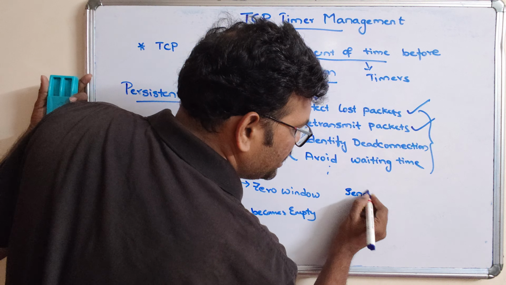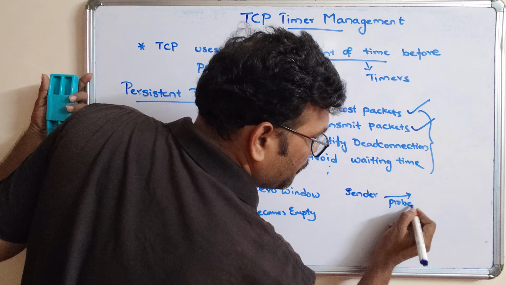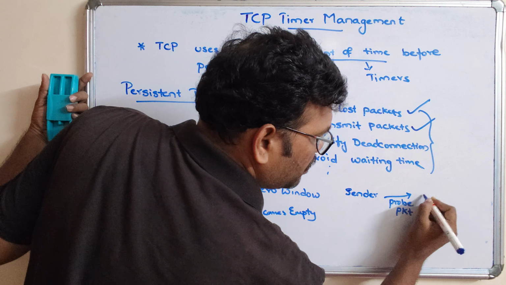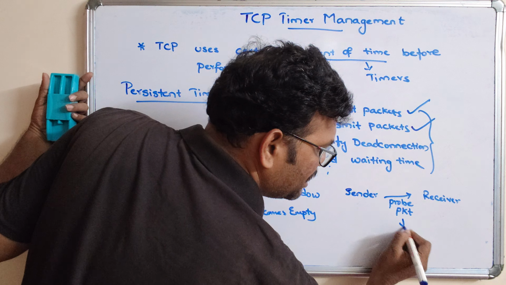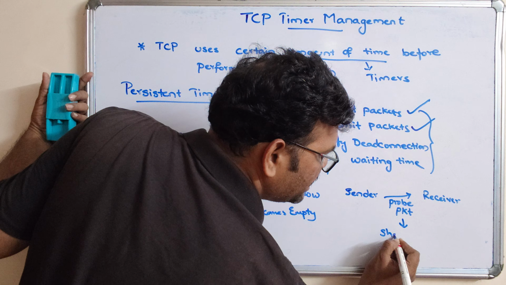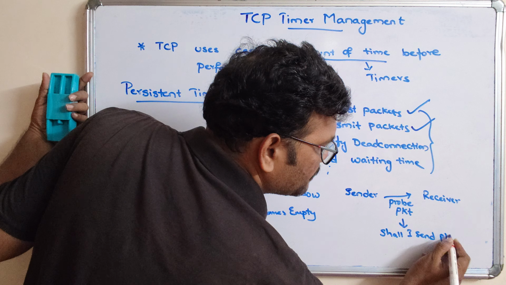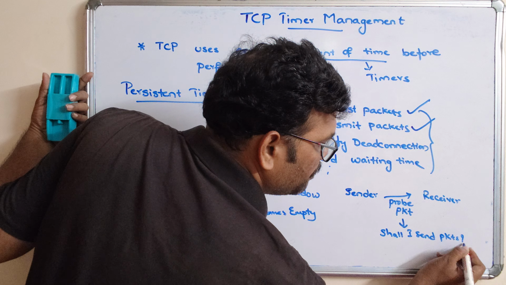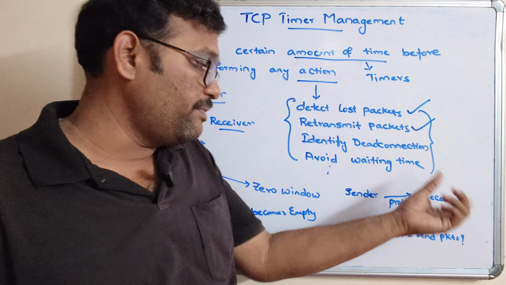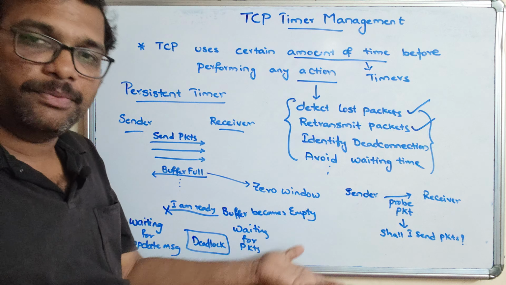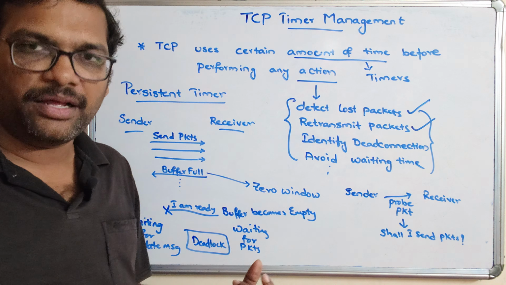So here the sender sends a probe packet to the receiver. What is this probe packet? This implies, shall I send packets? Simply this message will be sent to the receiver. Okay, so the receiver will respond and immediately the packets will again start being shared between the sender and receiver.